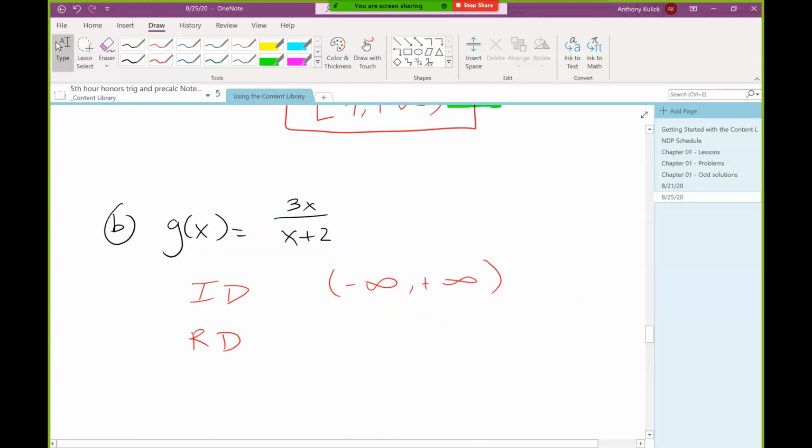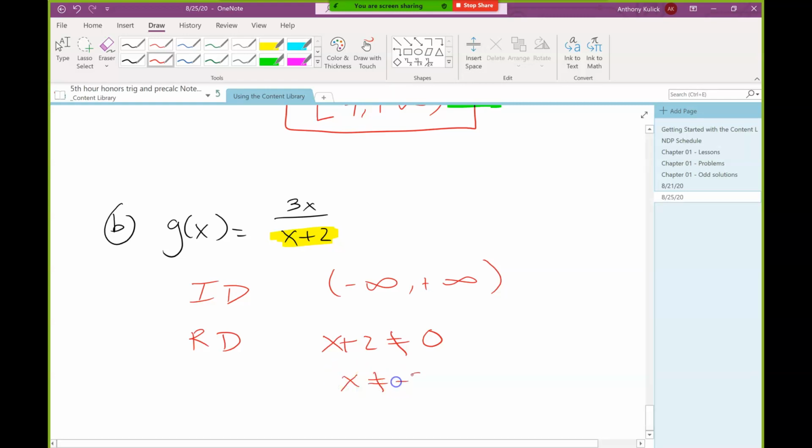Okay. So for B, this type of function is a rational function, right? Where is the place where we can get into trouble with rational functions? When the denominator becomes 0. So that's what we have to worry about here. So I know that anything other than when the denominator is 0 is going to give us a value in our domain.